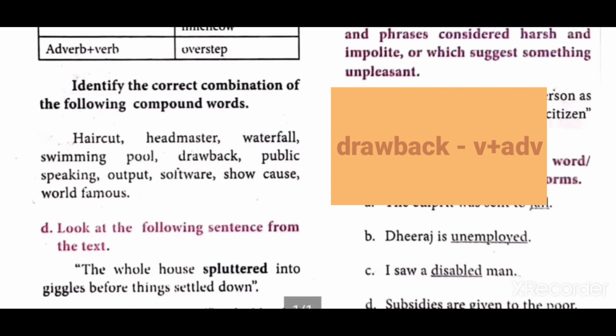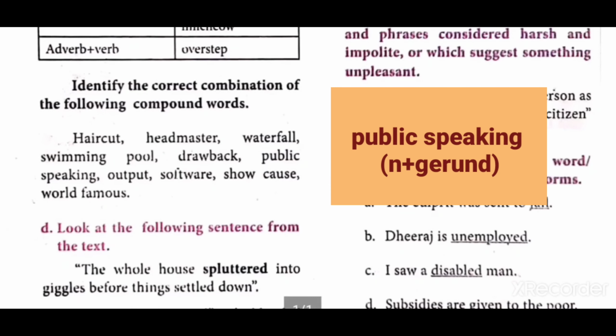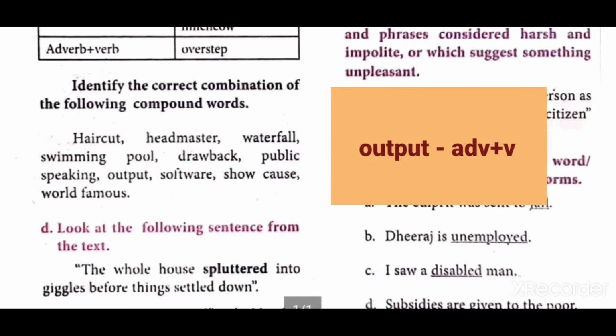And the next one is public speaking, and the combination is noun plus gerund. Next one is output. The combination is adverb plus verb. And the next one is software. The combination is adjective plus noun.